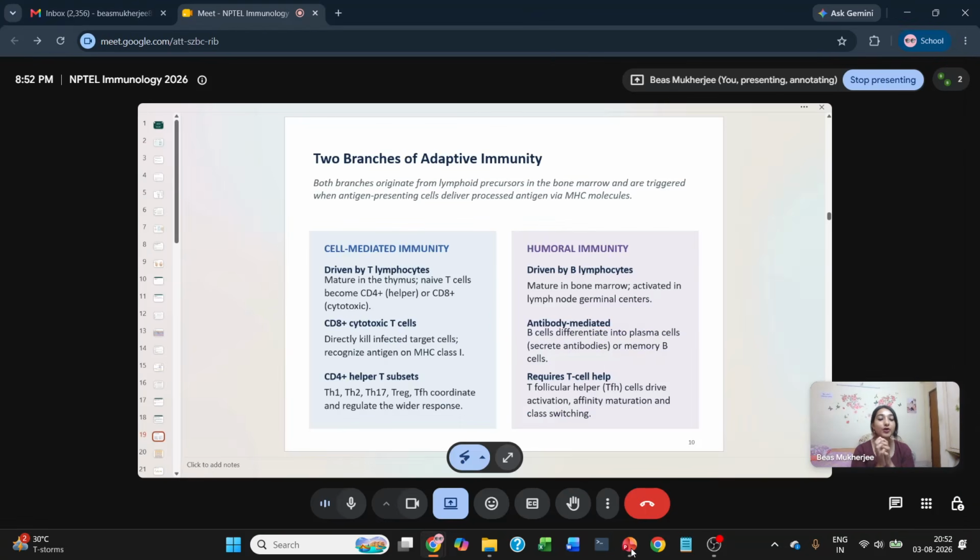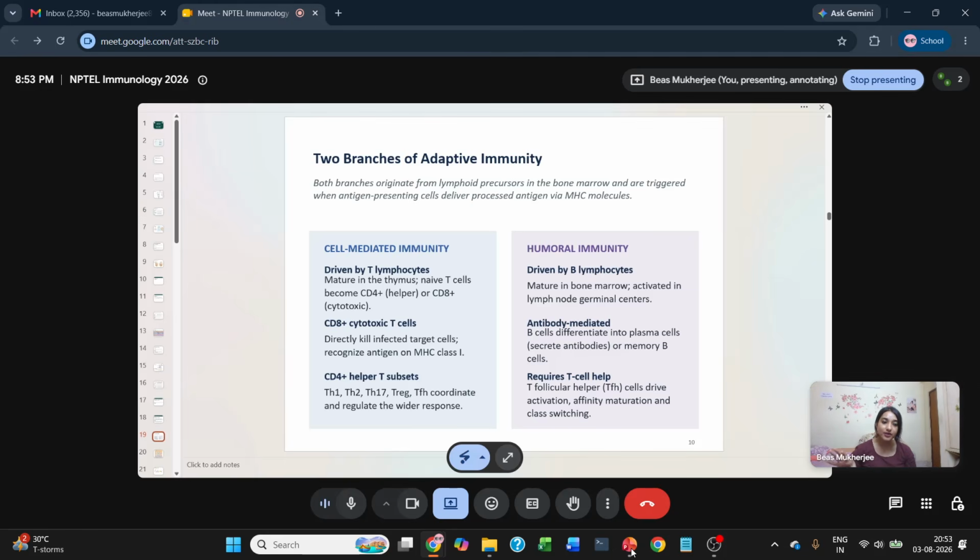So now we will talk about the two branches of adaptive immunity. Both branches originate from the lymphoid precursor in the bone marrow, and are triggered when the antigen presenting cells deliver processed antigen via MHC molecules. So the two groups are cell mediated immunity and humoral immunity.